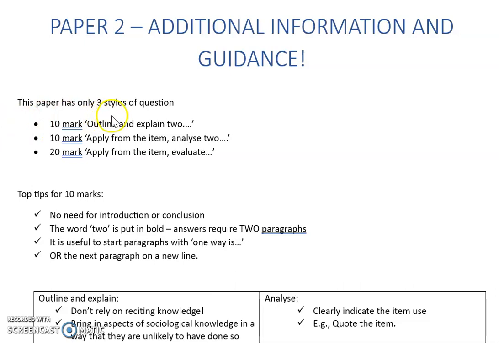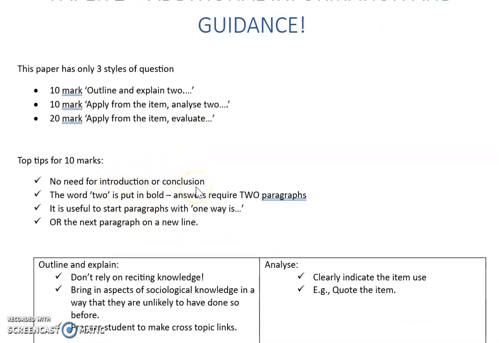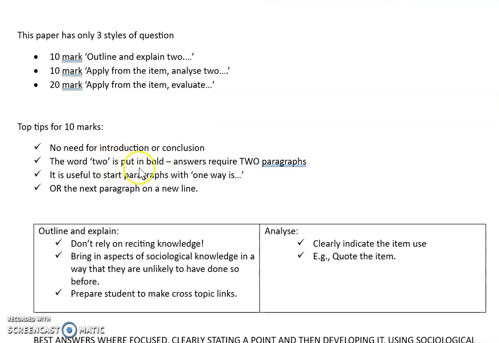So this paper only has 3 styles of questions. You have got 2 10 markers, one without an item and one with, and a 20 mark with an item that you are evaluating. Now, your top tips for your 10 markers: you don't need to have an intro or conclusion, don't waste time, you lose marks that way. The word 'two' is put in bold.